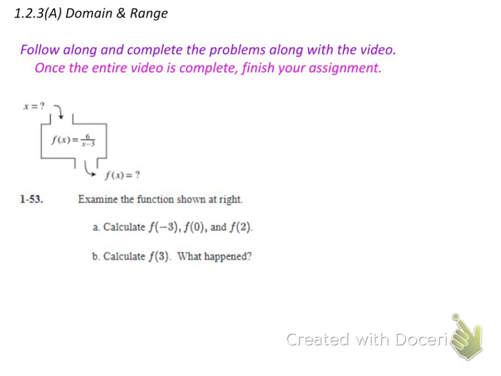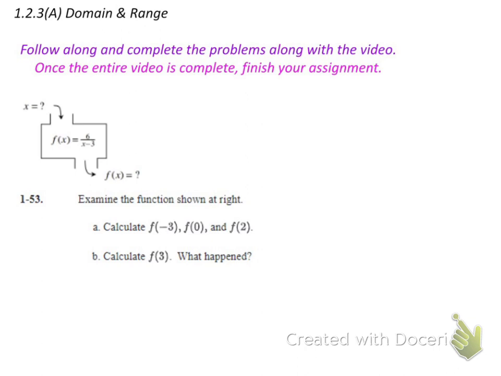Okay, we're on question 1-53. We have this function machine that's up here. So I'm going to go ahead and highlight that in pink. So this is our function machine from this question. Doesn't look any different than what we've been doing. We're going to use that function machine to try to plug some numbers into it. So if we take a look down at question A, 1-53, we're going to calculate f of -3.